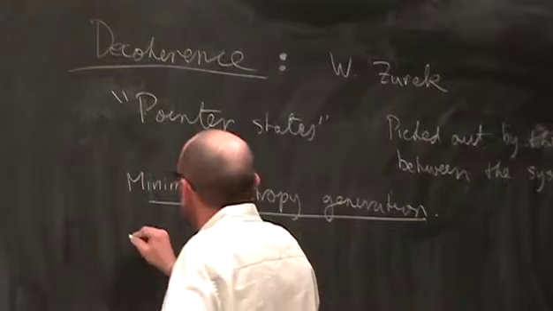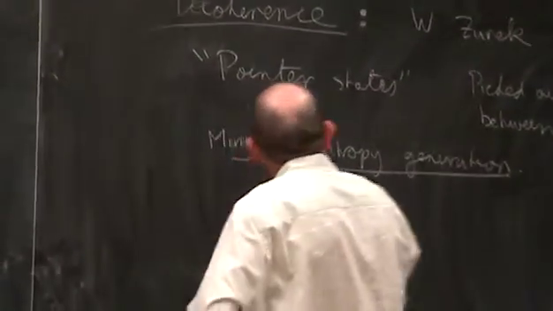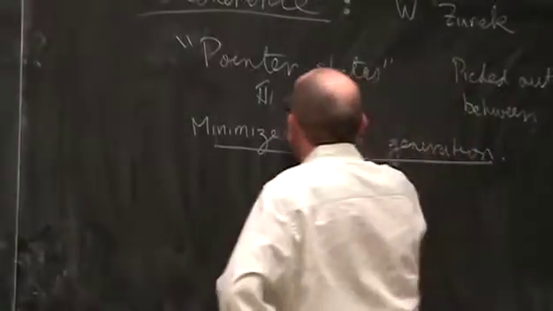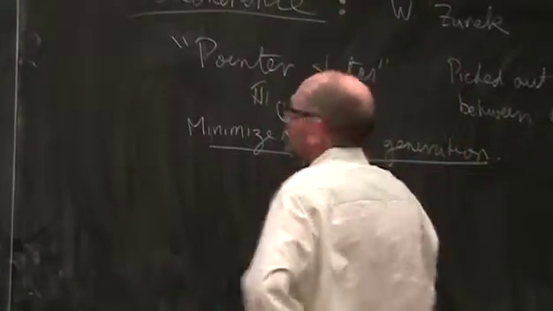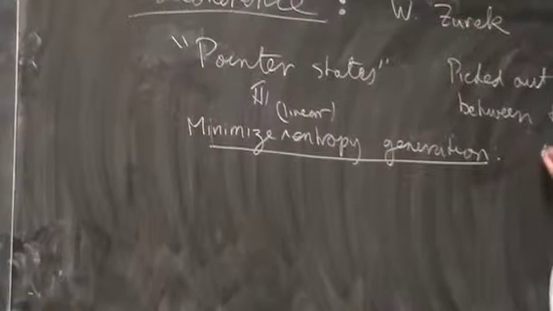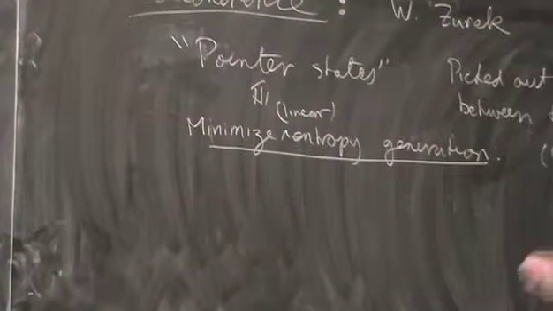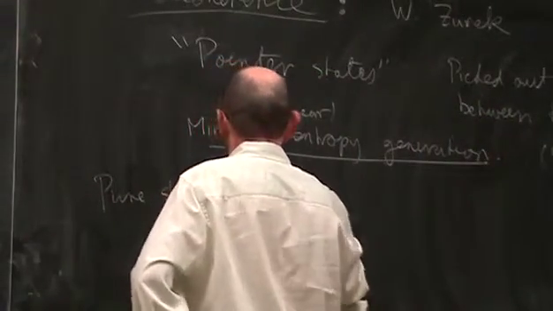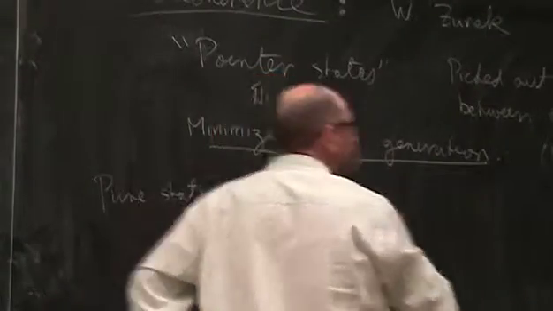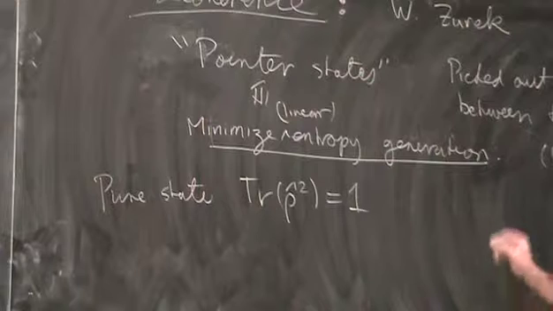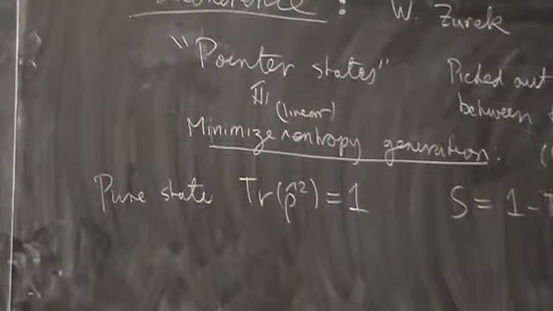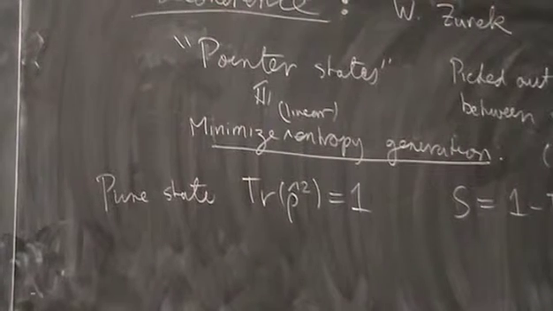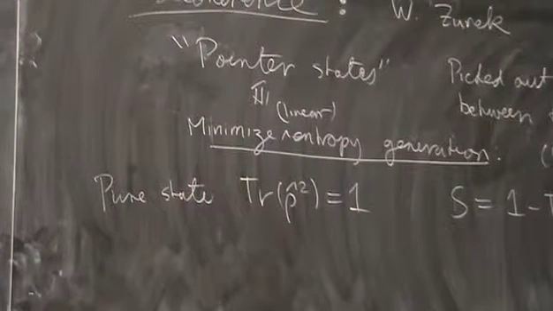So in particular, the easiest way to get at this is, instead of thinking about the entropy, I'm going to talk about the so-called linear entropy, which is another word for purity. So remember that for a pure state, the trace of rho squared is 1. So we're going to look at the linear entropy defined as 1 minus that. If we're close to a pure state, the binomial entropy is essentially that. What's called the linear entropy.